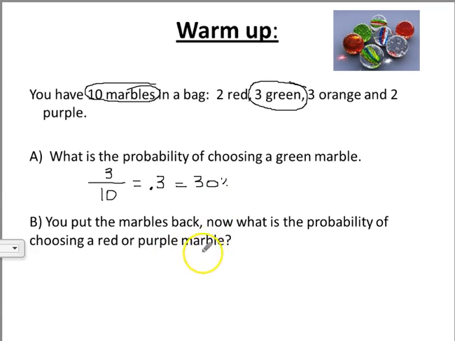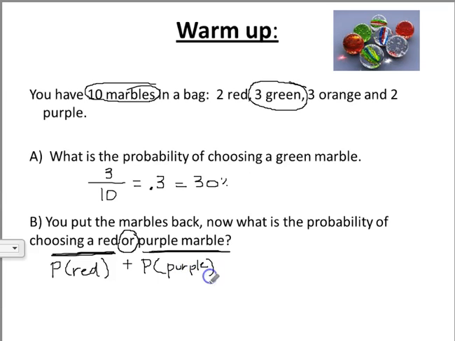Now we put the marble that we chose back, so we're still at 10 marbles total that we can choose from. Now we want to find the probability of choosing a red or purple marble. Do you remember what we do when we see that word "or" when we're working with probability? We add the 2 different probabilities. So what we want to do is first find the probability of choosing a red marble, and then add that to the probability of choosing a purple marble.